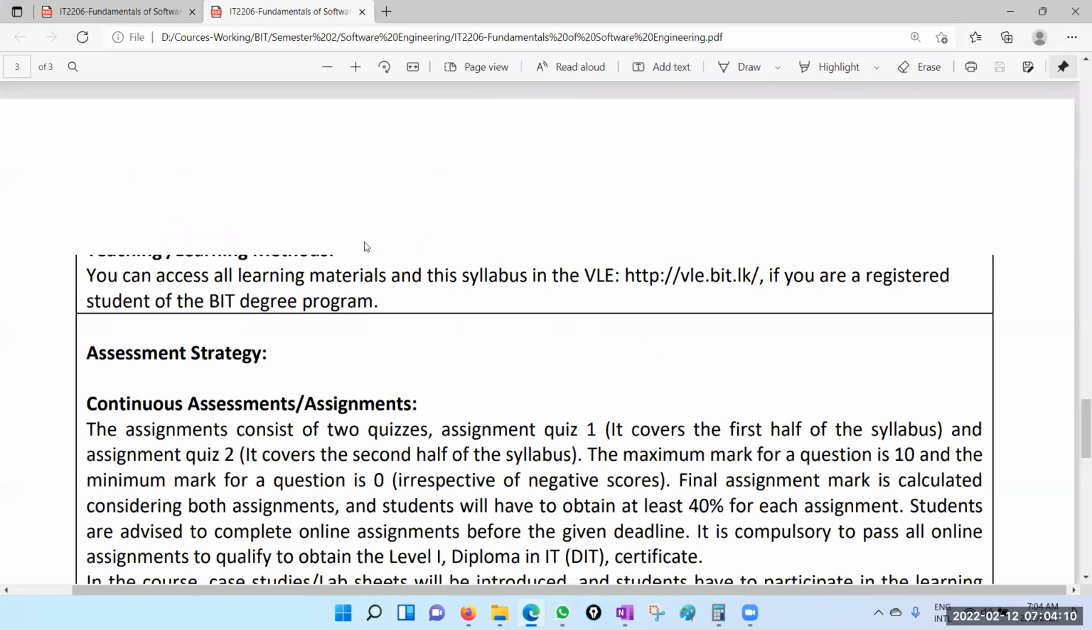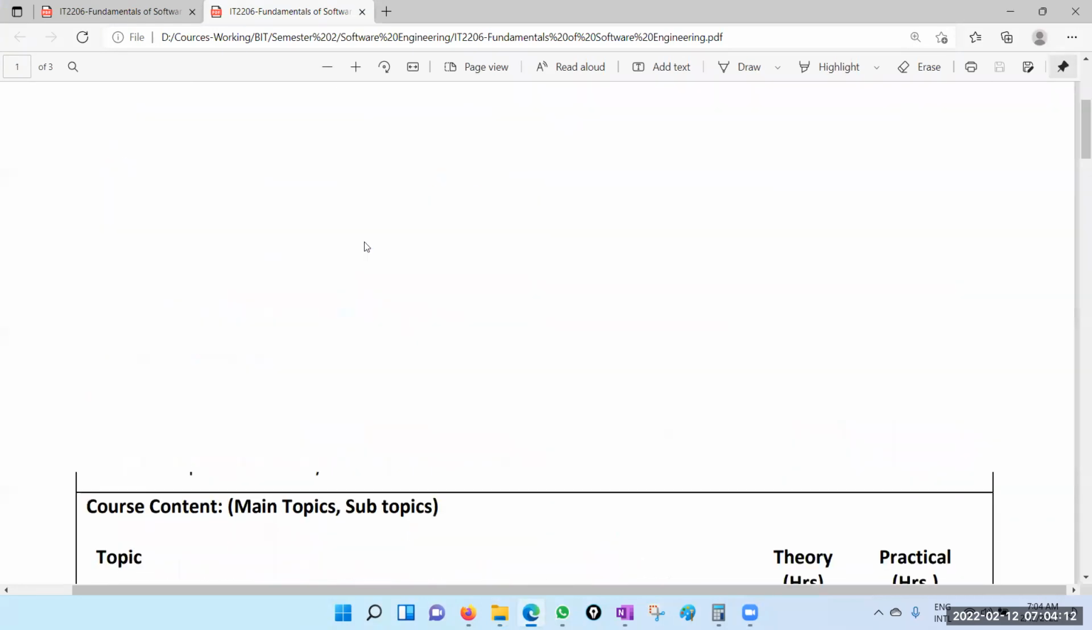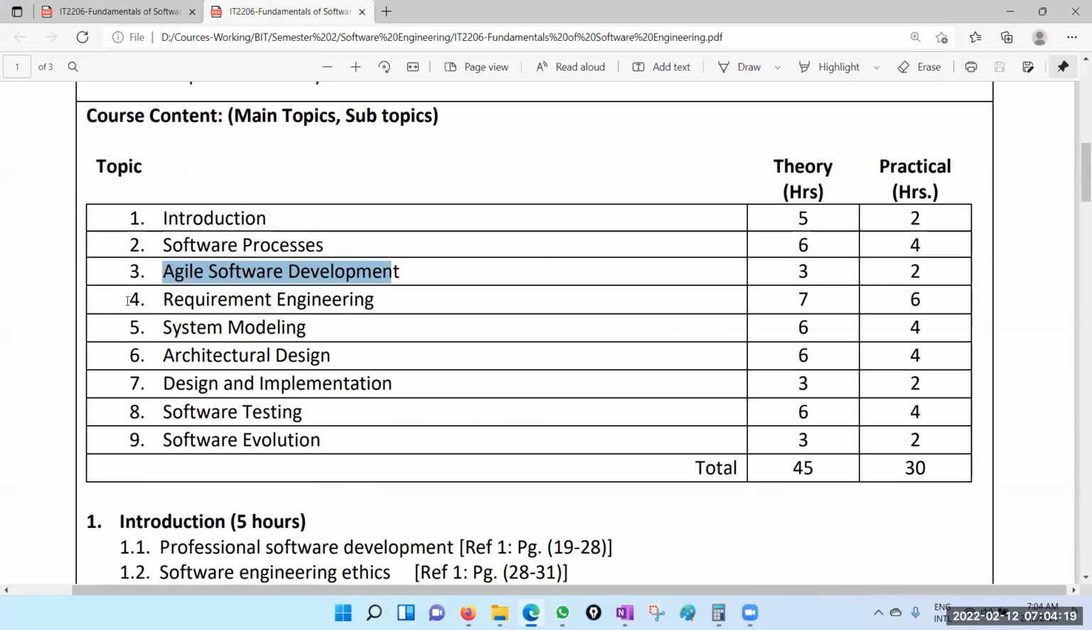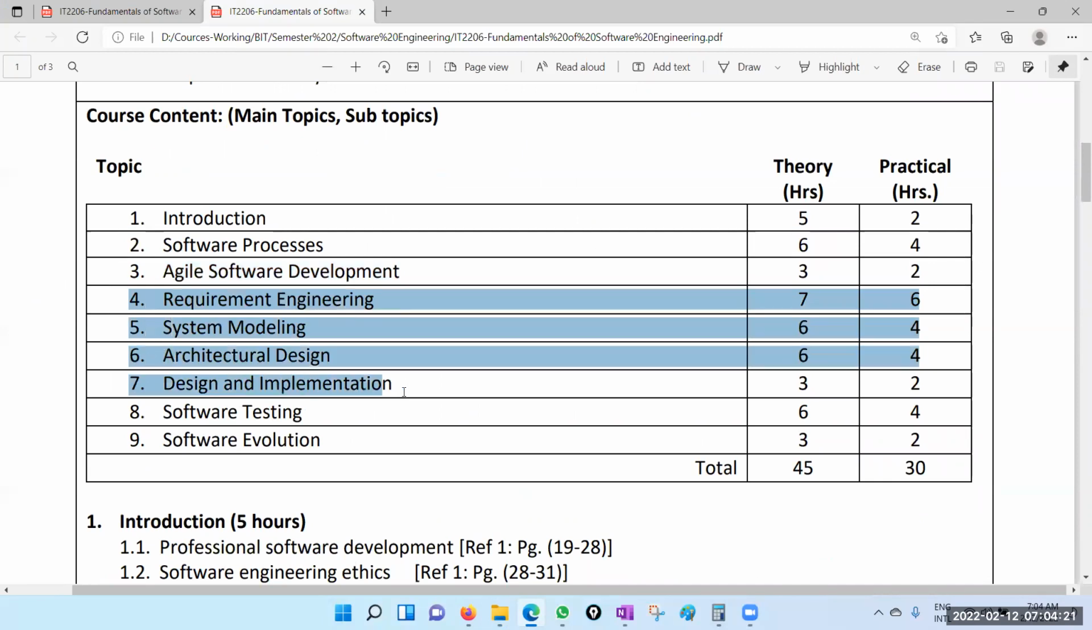Right. So far we have discussed 3 topics. Those are introduction, software process, and agile software development. So today we are going to finish 4, 5, 6, and 7. Okay, 4, 5, 6, and 7, because I have done those topics for batch 1. So that we can combine your batch and batch 1 together and finish it. Okay, so that is the idea.